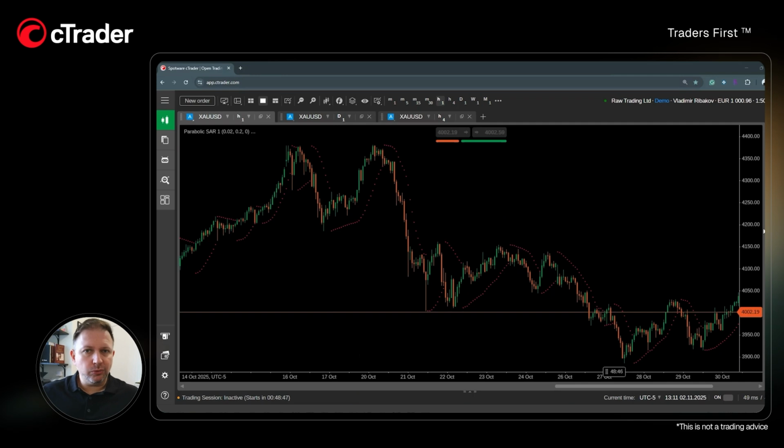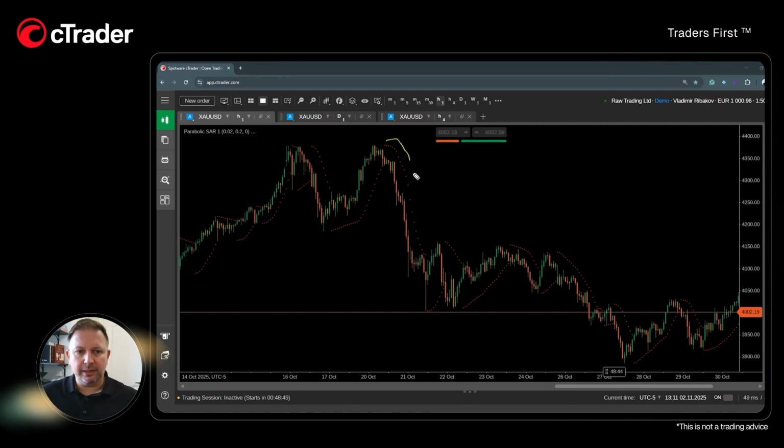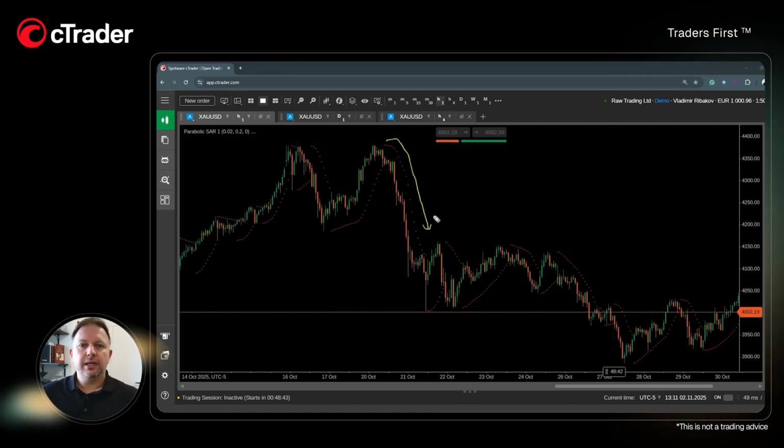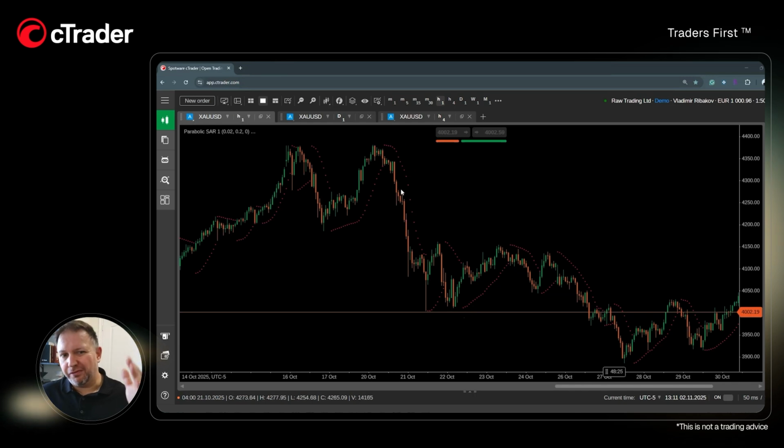So first of all, how do you identify the trend? When the parabolic dots are simply dropping to the downside, this is a bearish trend. When the parabolic dots are rising, this is an uptrend. The more vertical the lines are, the bigger the momentum is, of course.